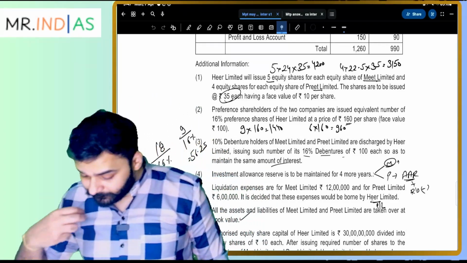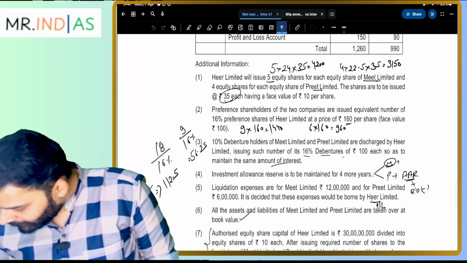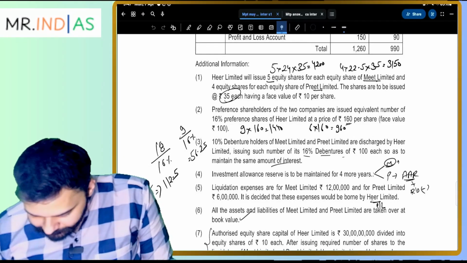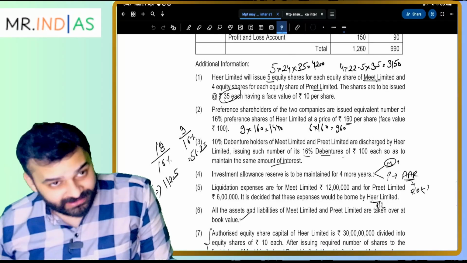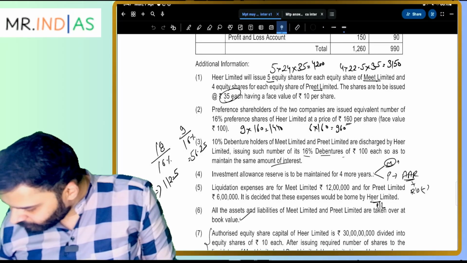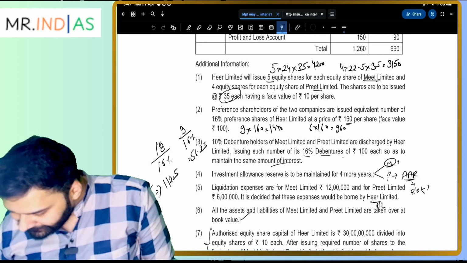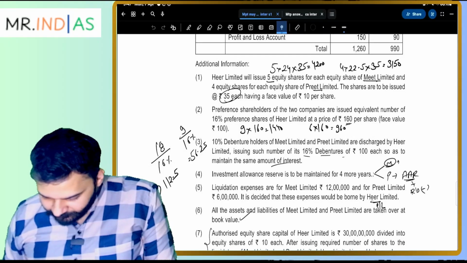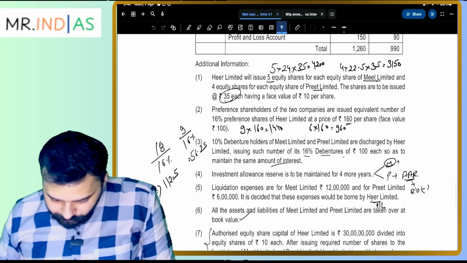So if you're going to calculate the share capital, you have to multiply 5 into 24 into 10, that is 1200 share capital, excluding securities premium. 4 into 22.5 into 10, 900 for this, excluding securities premium. For securities premium, you have to multiply it by 25.